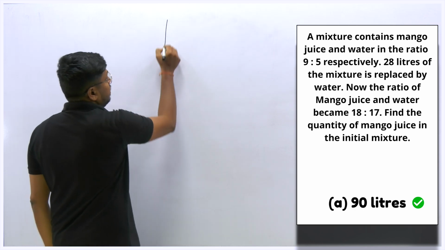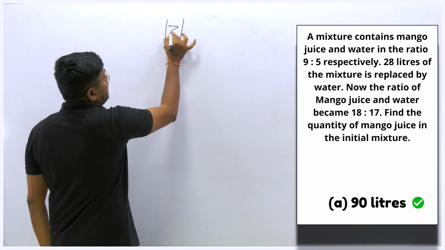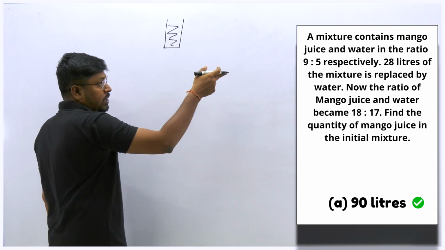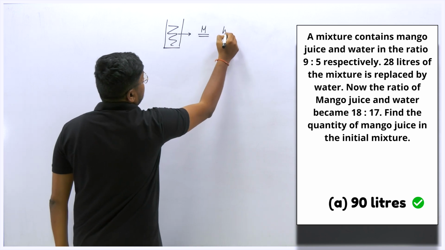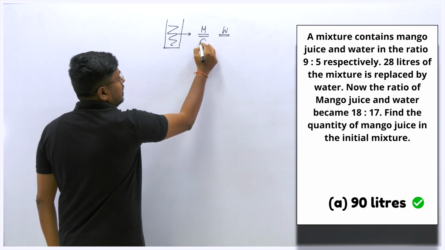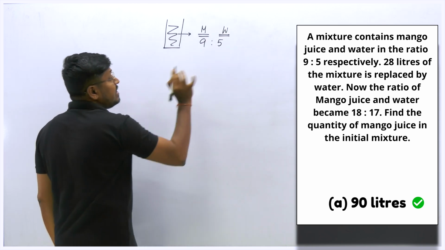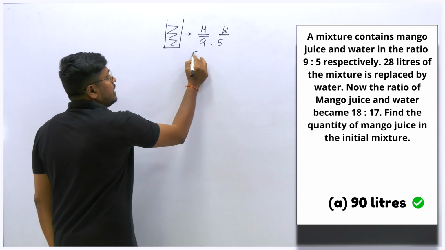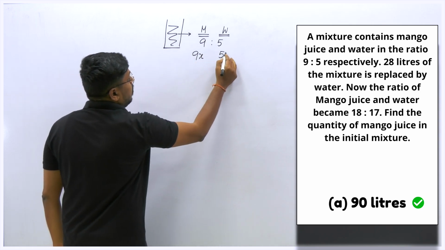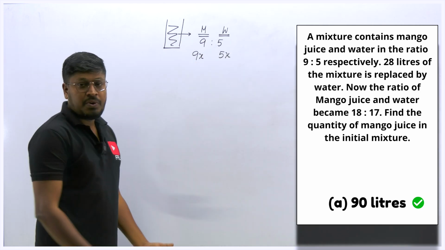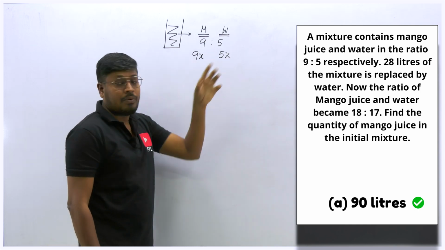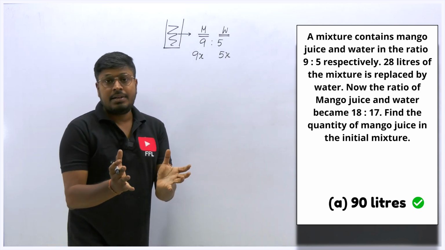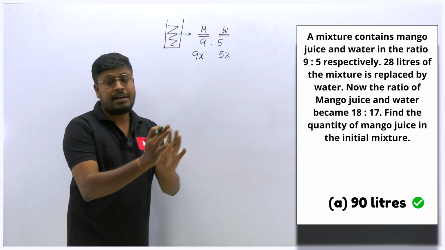So there is a mixture, right? That mixture contains both mango juice as well as water. So that ratio has been given. Mango juice and water is in the ratio 9:5. So this is the ratio of the initial mixture, right? So we can take mango juice as 9x, water as 5x, because we don't know how many liters of mango juice is there and how many liters of water is there in the total mixture. So let's consider 9x and 5x.